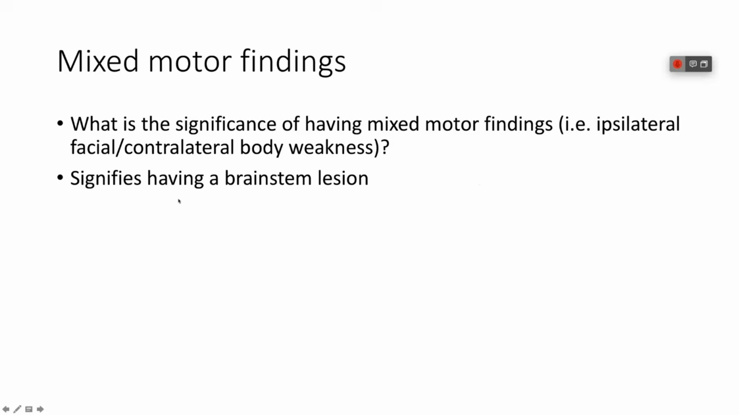So it actually tells you that it's a lesion in the brainstem. The reason being that if you hit the right side of the brainstem, it's possible to hit, at that point, it should cause ipsilateral weakness.